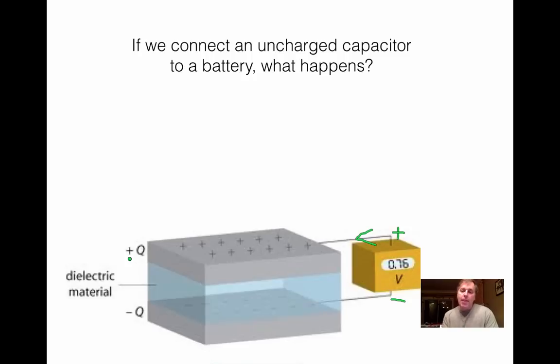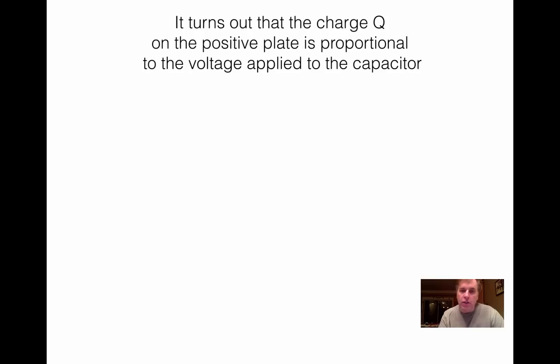But it turns out that if you double the voltage of the battery, the total charge on the positive plate here will double also. So if you triple the voltage, you're going to triple the charge on the top plate. And every time you have a certain charge on the top plate, you have exactly minus that charge on the bottom plate. But the key point is that the charge that you have on each plate is proportional to the voltage. You double the voltage, you double the charge. Triple the voltage, triple the charge. So we can summarize that into a very simple equation.